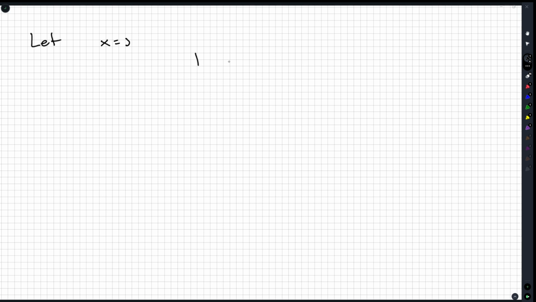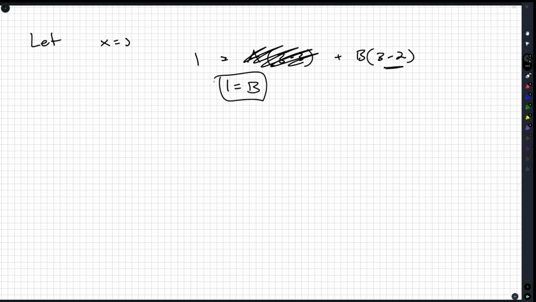So let's let x be 3. Well, then 1 is going to be A times 3 minus 3 plus B times 3 minus 2. Well, that's 0, so that goes away. 3 minus 2 is 1. Oh, look at that. B must be 1 in our partial fraction decomposition.